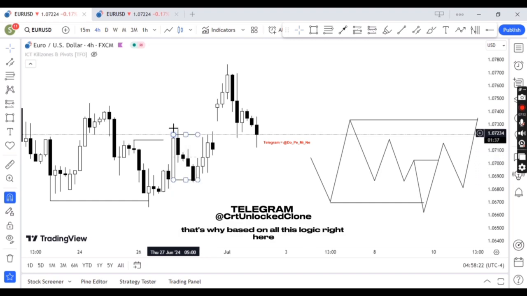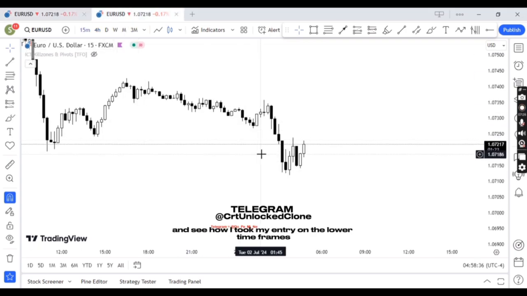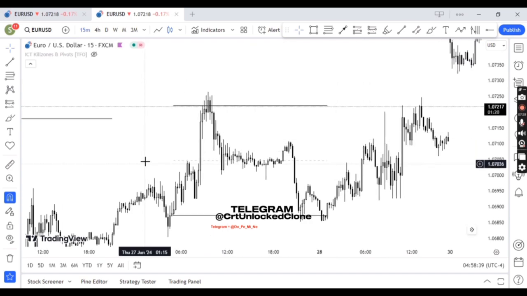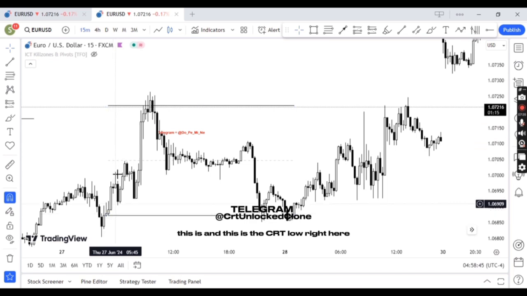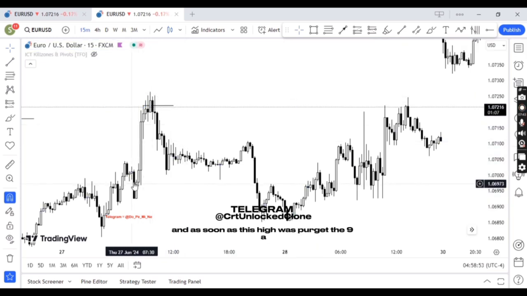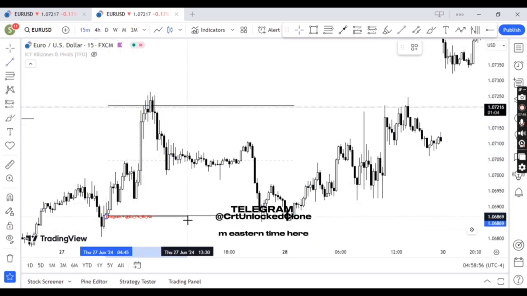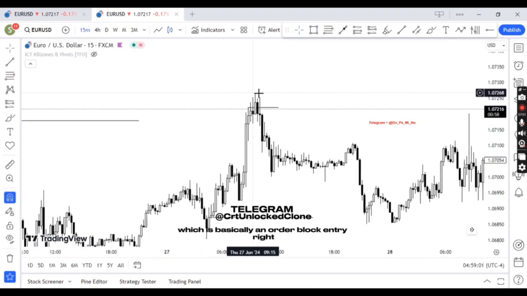That's why, based on all this logic, after price took out this CRT high at a key time, I went down to the lower time frame and started looking and waiting for my entry setup, which is basically in the form of a model 1 entry. Now let's go to the 15-minute time frame and see how I took my entry on the lower time frames. Now you can see right here this is the CRT high, this is the CRT low, and this is the 50% of the range. Now I waited for this CRT high to be purged, and as soon as this high was purged at the 9 a.m. Eastern time here, after that I waited for my setup, which is in the form of a model 11 entry, which is basically an order block entry, right?